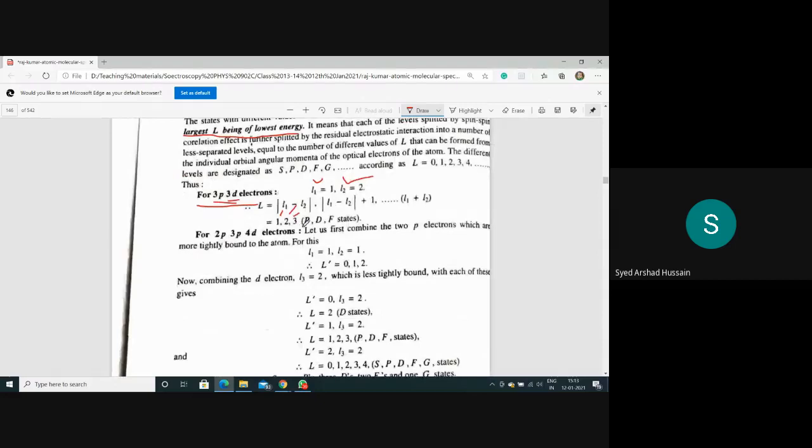These are designated S, P, D, F, corresponding to L equal to 0, 1, 2, 3, like this. So 1 corresponds to P states, 2 corresponds to D states, 3 corresponds to F states.